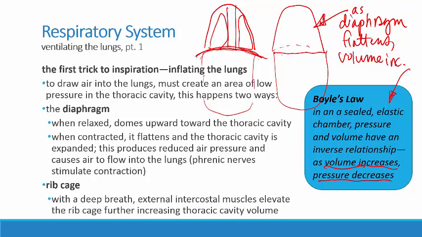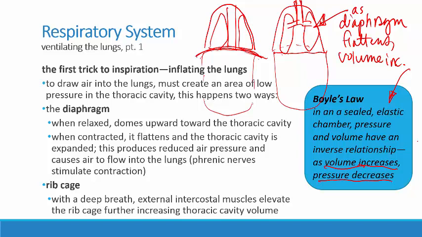And so if volume increases, what's going to happen to pressure inside the thoracic cavity? Well, it's going to get lower. And so this is going to cause a reduction in the air pressure, and it causes air then to flow into the lungs via the trachea. So we have two lungs. The trachea then will deliver air to the lungs. But wait, all we've done is increase the size of the thoracic cavity, so we're not quite finished yet.